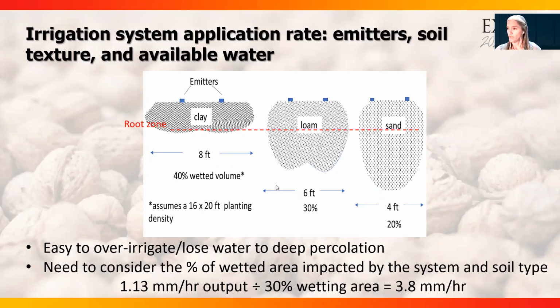We can take into consideration what our output is. So if we know that our irrigation system has an output of 1.13 millimeters per hour, if we consider that percentage of wetting area affected by the soil texture, for a sandy loam texture soil, maybe we will have a 30% wetting area relative to the whole planting area for that type of emitter. So this is going to equate to an output rate of 3.8 millimeters per hour. So a higher application rate than the specifications of the system.